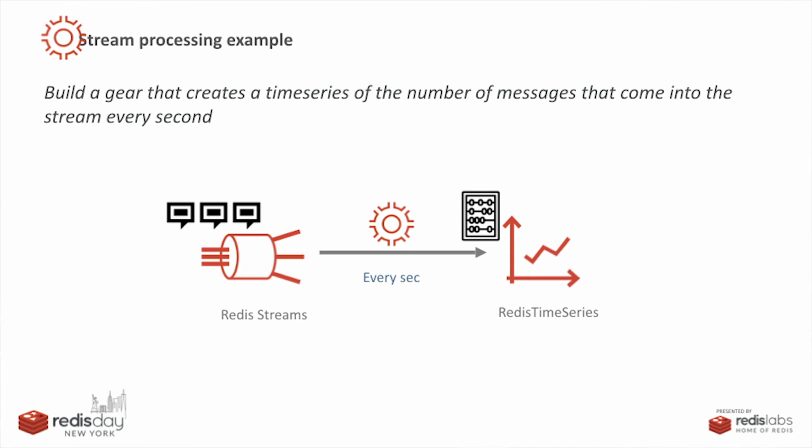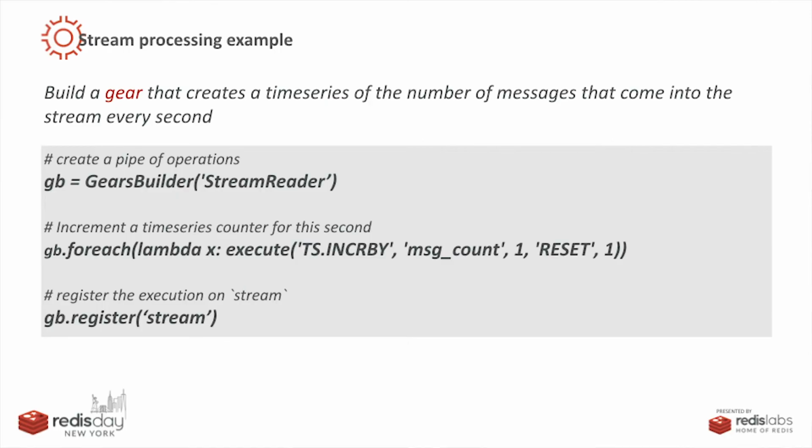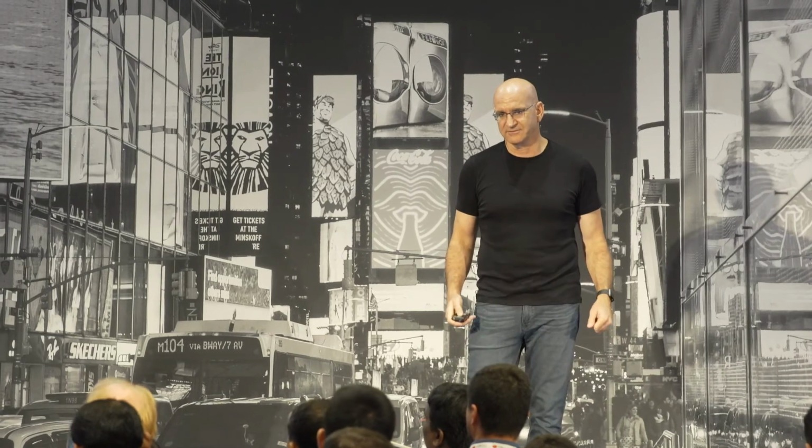Let me give you just an example. Let's assume that you want to create a gear. You would like to create an application that counts how many messages arrive to your stream in a TimeSeries database. So you create these gears. These are just 3 lines of code. You just first create the pipe. I mean, you prepare for the operation. And then for every message that arrives, you just increment the time series. And you associate this to a specific stream that you want to count.